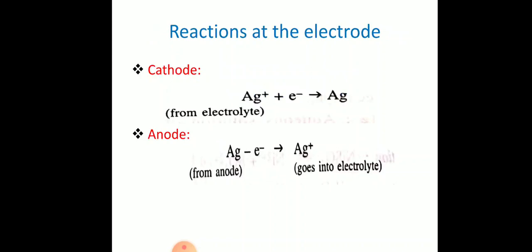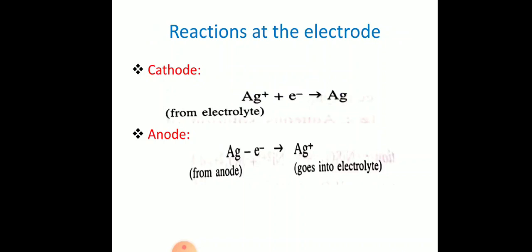Now, at the cathode, from the electrolyte, silver ions will go and take an electron from the cathode side, and form a neutral silver atom that will be deposited on the cathode.